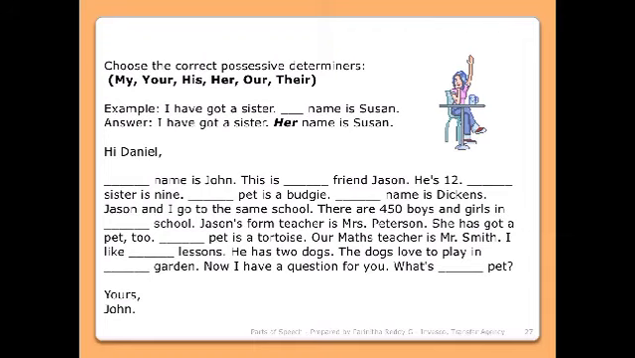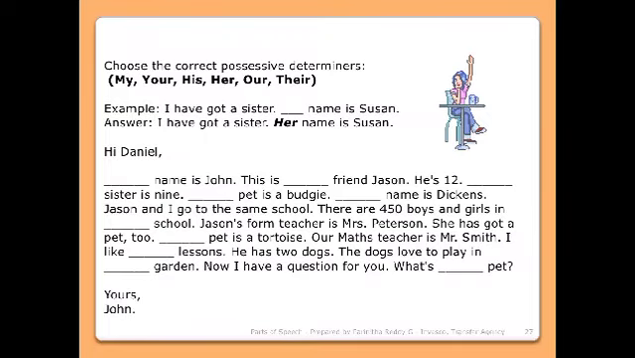Jason and I go to the same school. There are 450 boys and girls in our school. Jason's form teacher is Mrs. Peterson, and she has got a pet too. Her pet is a tortoise. Our maths teacher is Mr. Smith. I like his lessons. He has 2 dogs. The dogs love to play in their garden. Now I have a question for you. What's your pet's name?